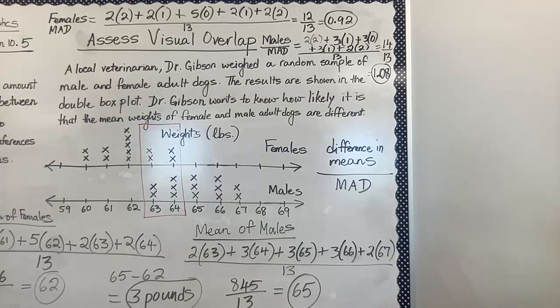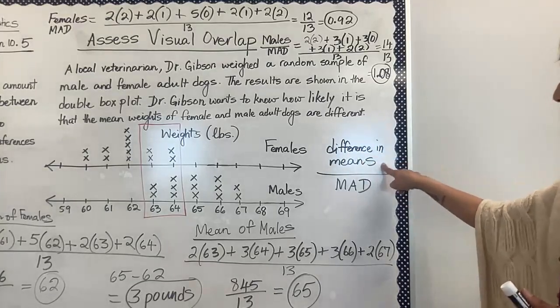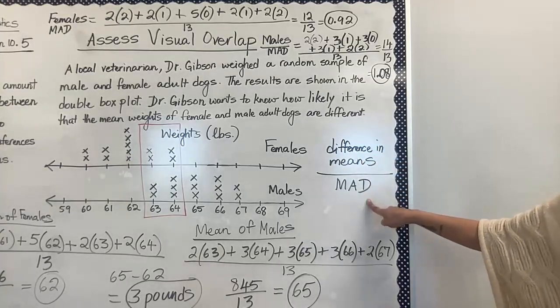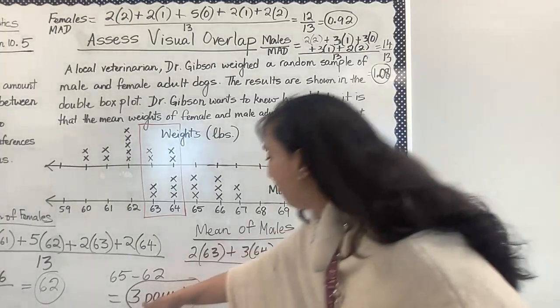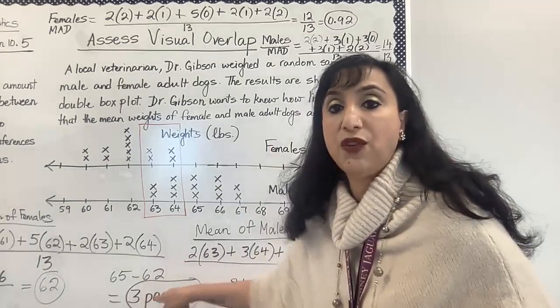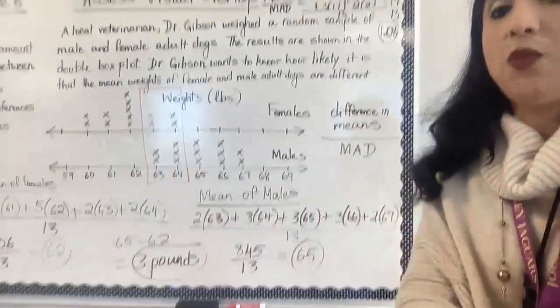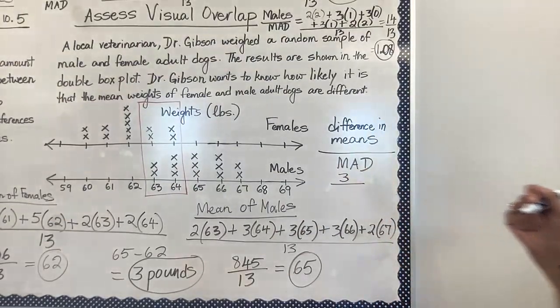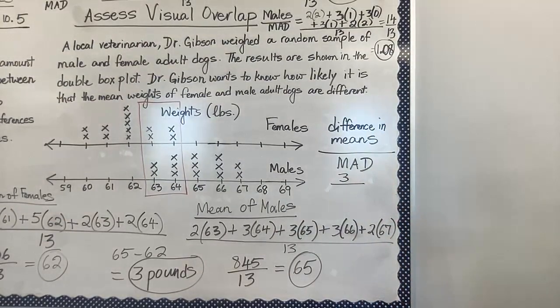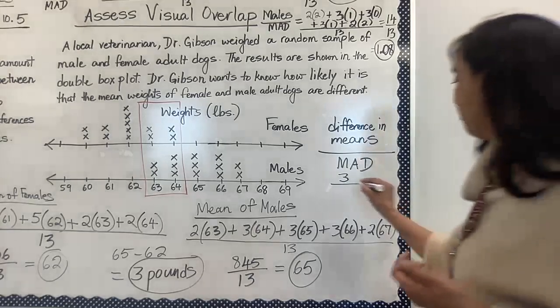So we're going to find the ratio of the difference in means over the mean absolute deviation. And what was the difference in means? The difference of means was 3 pounds, right? So we are going to write 3, which is the difference in means, over the mean absolute deviation, which is 1. The means are separated by just 1.